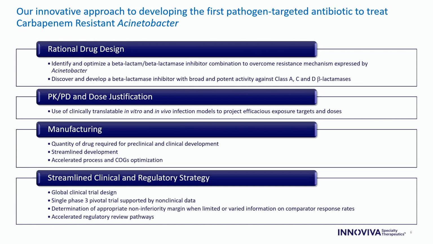Manufacturing. It's a streamlined development program. Incredibly complex chemistry. You need API for preclinical development work, tox studies, and all of clinical development. You need rapid optimization in the early stages, and also rapid optimization of cost of goods early on, in order to satisfy a sustainable development program in a streamlined setting. And then a streamlined clinical and regulatory approach. It's a global clinical design. It's a very different phase 3 study design versus the typical broad spectrum antibiotic. It's a single phase 3 pivotal study. Because of the smaller patient populations, a larger non-inferiority margin is necessary in order to complete.